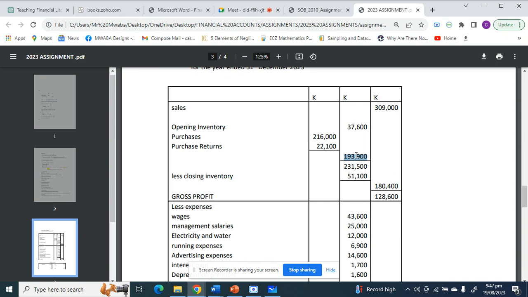All right. So the next thing that you're going to do, you add your opening inventory plus your purchases. A lot of people forget at this point to add these two and just go straight to deduct closing inventory. So always remember this opening inventory here, add it with the purchases. All right, so this amount gives you the total cost of goods available for sale. All right, this 231,500. This is the total cost of goods available for sale. Now, before we go any further, any questions?